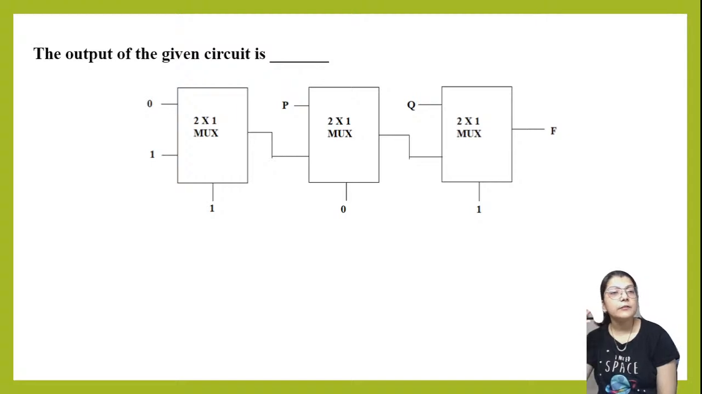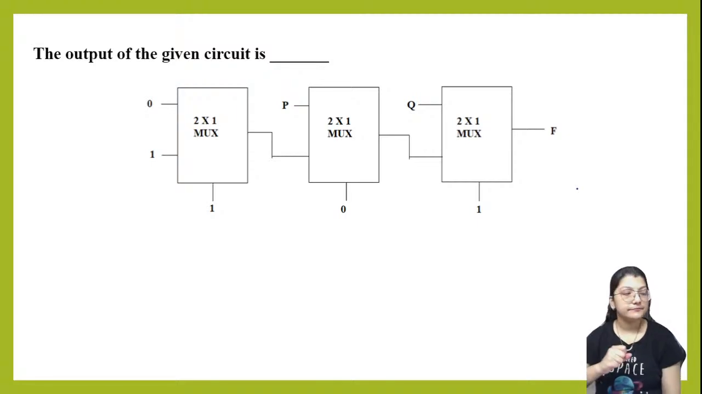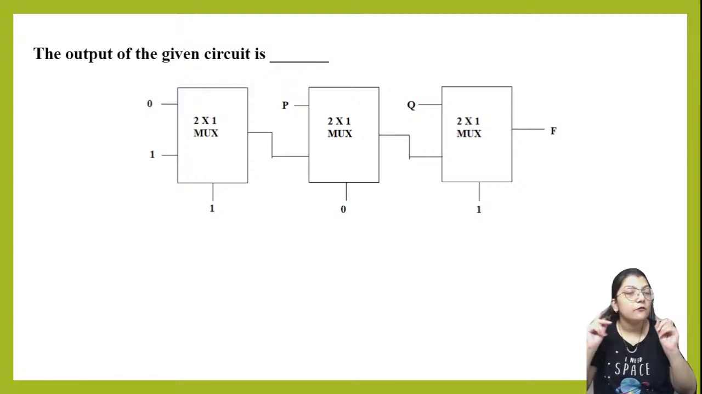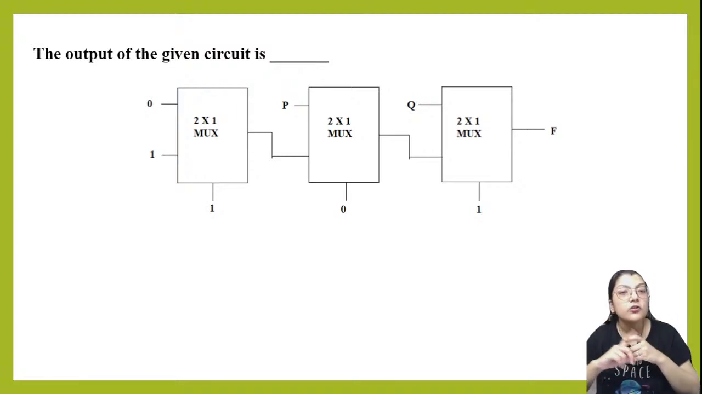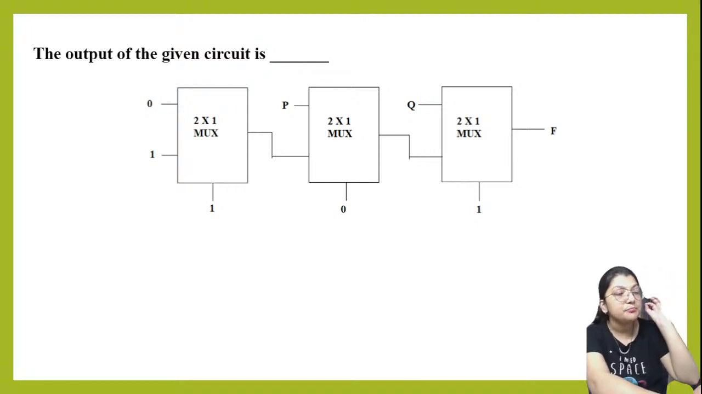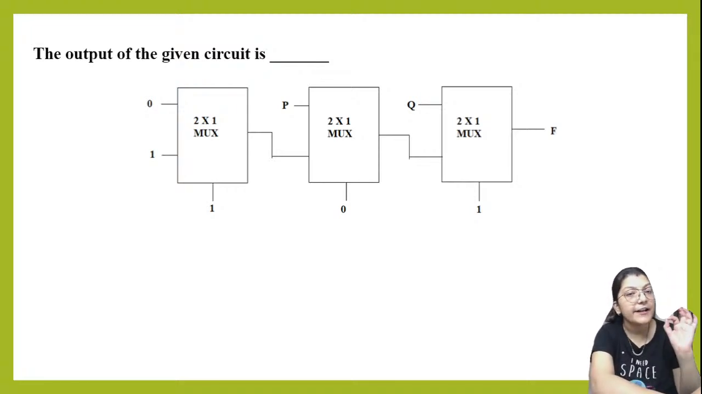Next question is, what will be the output of the given circuit? This is a circuit given to us, a 2 cross 1 mux. They're asking what will be the output of this one. Try and tell. This is also very easy. If anybody has any doubt related to multiplexers, I have covered multiplexers in the one day one topic playlist, so please go to one day one topic and watch mux. You can find multiplexers over there.